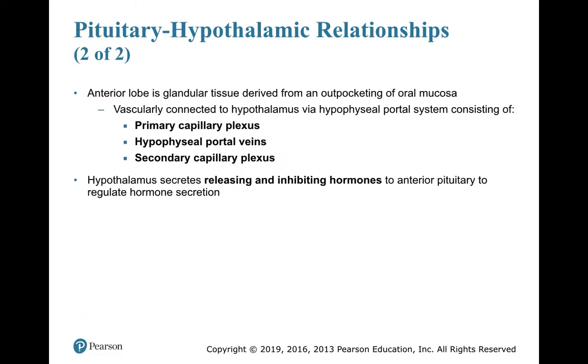So the anterior lobe of the pituitary is just glandular tissue. It's derived from a whole different set of embryonic tissues. It's an outpocketing of the oral mucosa. Vascularly, it is connected to the hypothalamus through the hypophyseal portal system, which would include primary capillary plexus, hypophyseal portal vein, and secondary capillary plexus. Remember that a portal system goes from a capillary to a vein to another capillary. The hypothalamus secretes releasing and inhibiting hormones to the anterior pituitary that regulate hormone secretion.